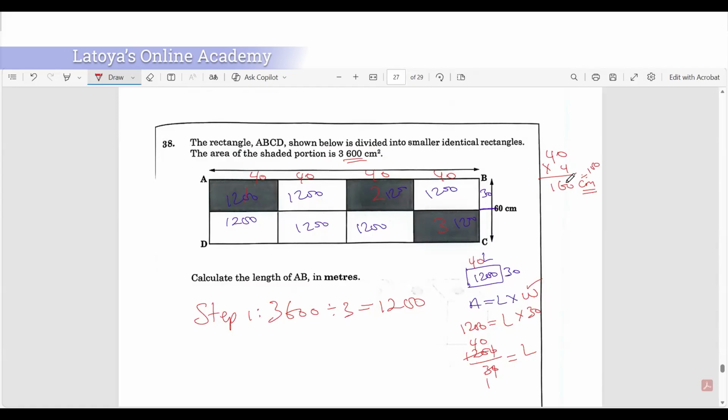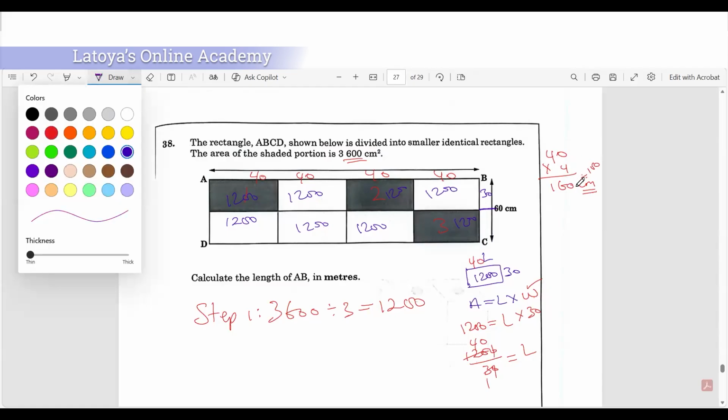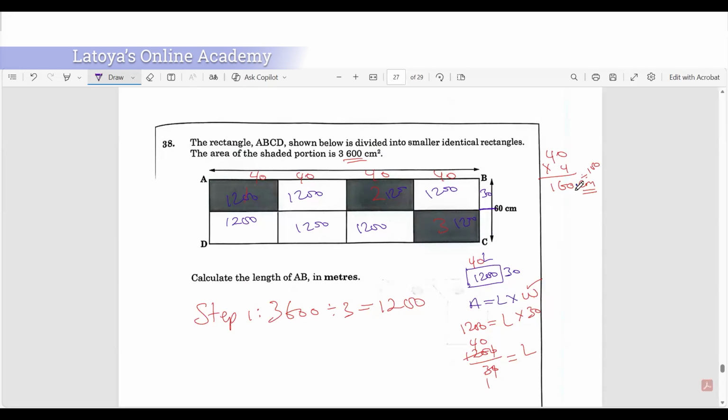Well, how do we divide by 100? We shift our decimal point 2 times to the left. After every whole number, the decimal point is understood to be there. 1, 2, we're getting 1.6 meters. So this is one way to work out the question.